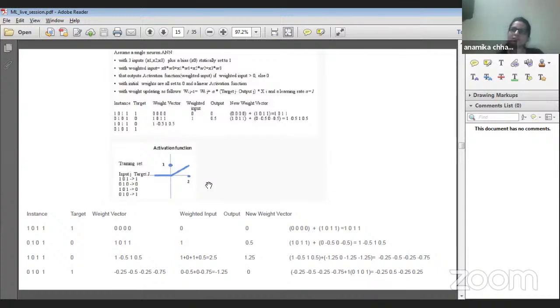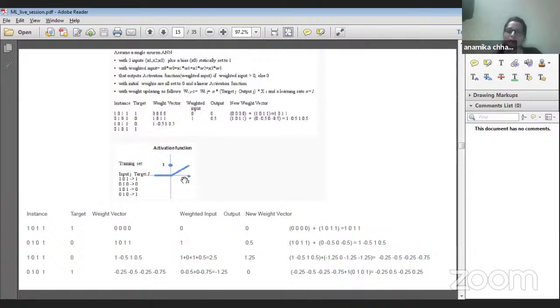We use different activation functions for different scenarios. I will not get into the details of which scenario you use which activation function, because that I think is not discussed with you. So for now, you just keep in mind that the function will be given to you. In this case, the function is given in the form of an image.